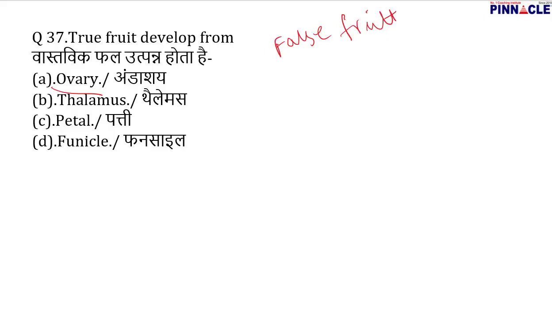Whenever true fruit is going to develop, it is going to develop from ovary only. While false fruit is that fruit which is derived from ovary along with other accessory floral parts, and such type of fruit is said to be false fruit. For example, apple is a type of false fruit. So always remember that the true fruit develops from ovary only. So for question number 37, A, that is ovary, is the correct option.